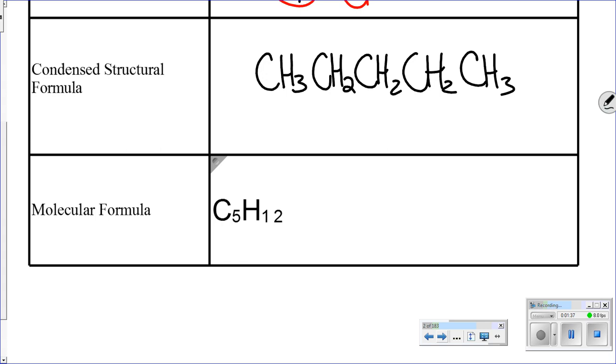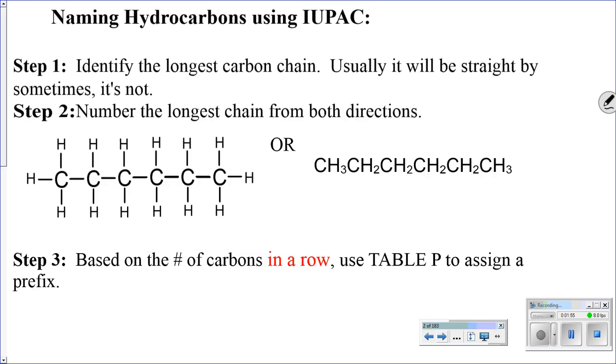We can also completely condense this to a molecular formula. There are a total of 1, 2, 3, 4, 5 carbons, and if we add up our hydrogens, we get 12. Molecular formulas are great if you need to do a GFM or something like that, or just to classify compounds sometimes, but they don't show us much about the structure of the molecule.